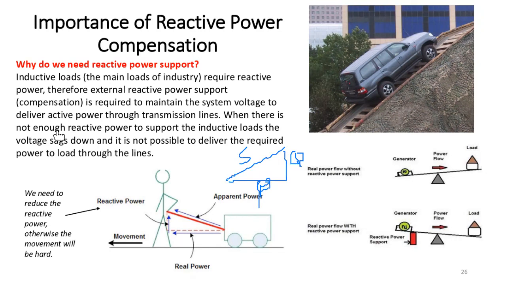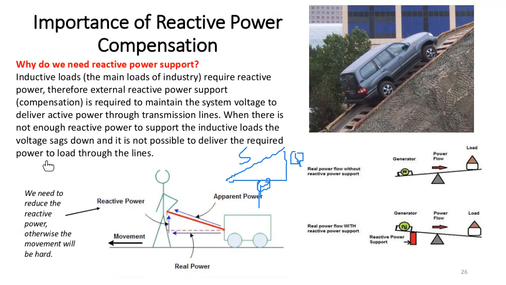So when there is not enough reactive power to support the inductive loads, the voltage sags, so the voltage drops, and then it's not possible to deliver the required power. Why? When the voltage is down, in VI cosine theta, the voltage is down, therefore the real power also will be down. So we cannot supply real power. So reactive power plays a very important role in delivering the power itself.